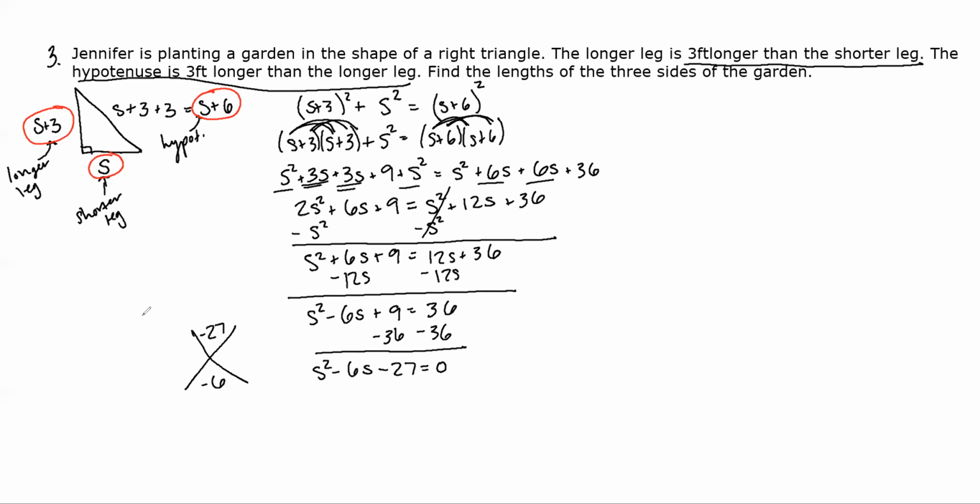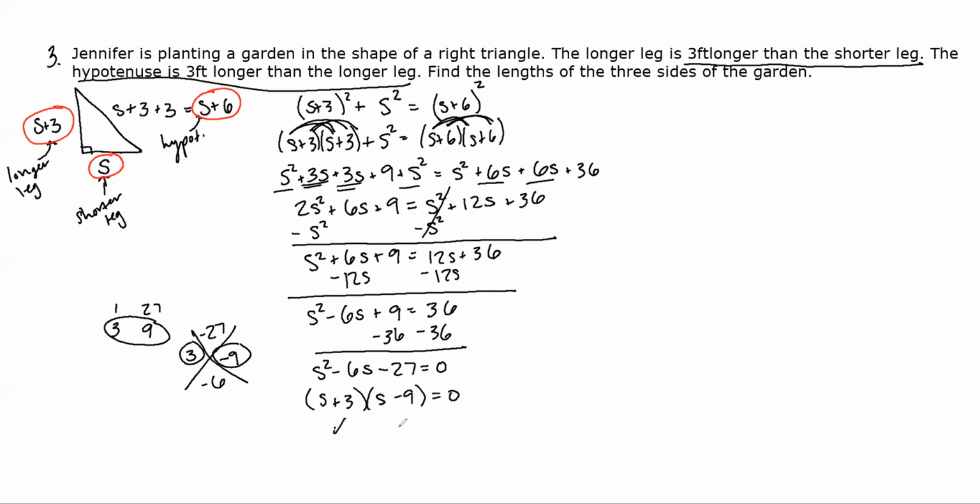The factors of 27, we have 1 and 27. And remember, we're looking for a difference of 6 because it's positive and negative. 2 doesn't go into it, 3 and 9. And these guys have a difference of 6. So we're going to have a 3 and negative 9. So it is factorable, which is nice. So we're going to have s plus 3 and s minus 9 equals 0.